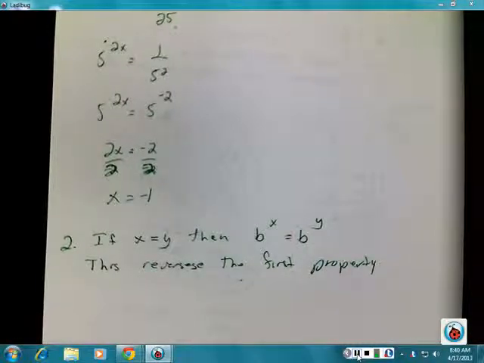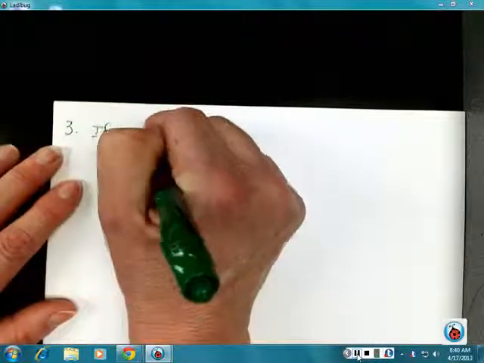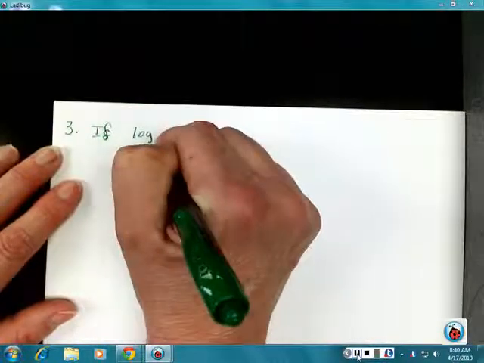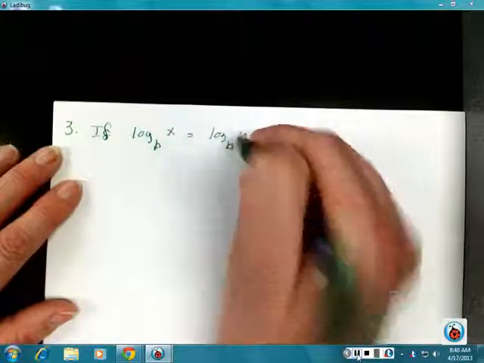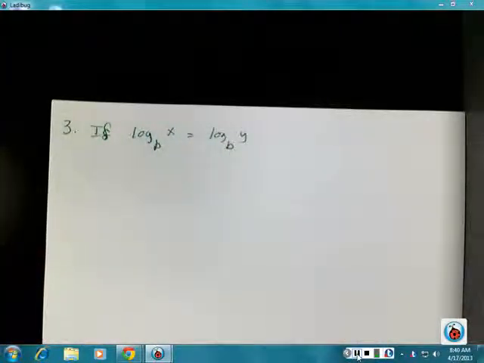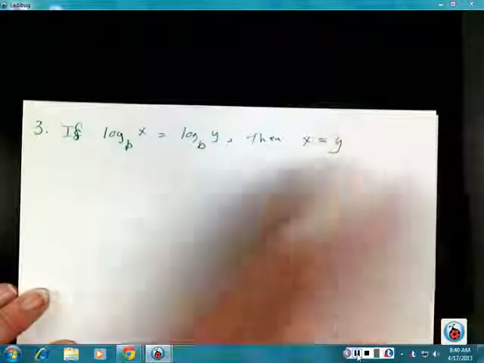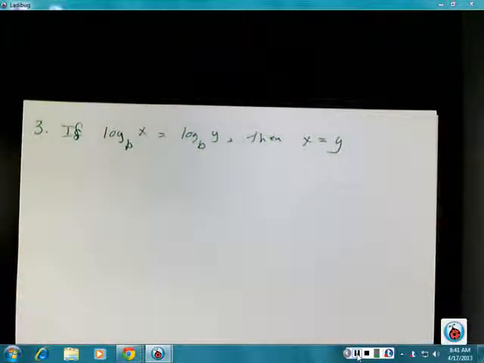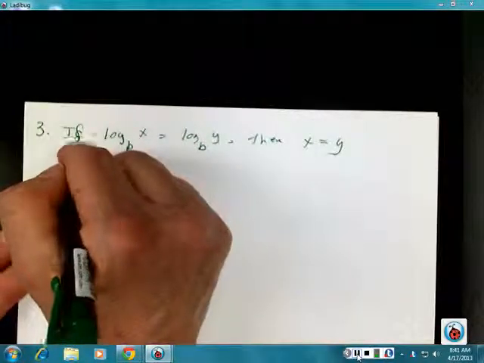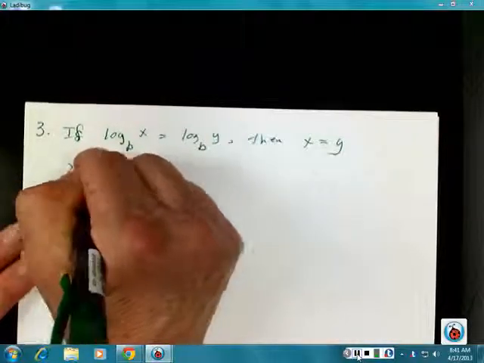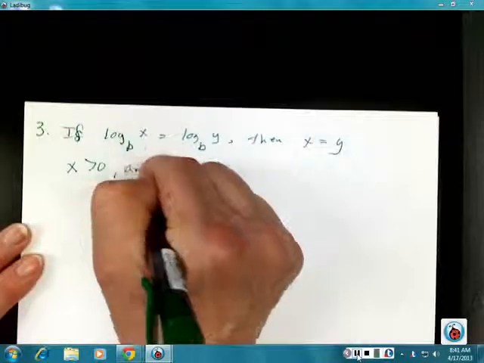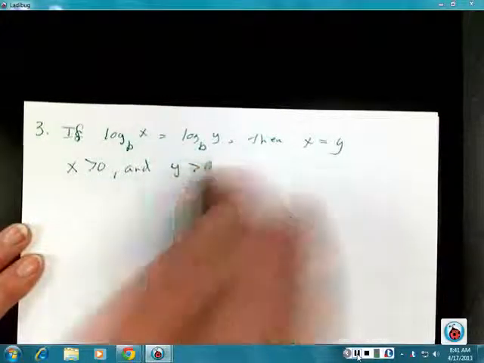The third property, and again I need more room for that one. The third property is that if you have log base b of x is equal to log base b of y, meaning that I have two logs involved in my equation, then x is equal to y. There are some things you have to be aware of, and that happens to be that x needs to be greater than 0, and y needs to be greater than 0.